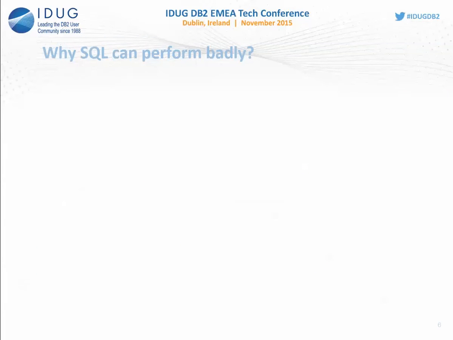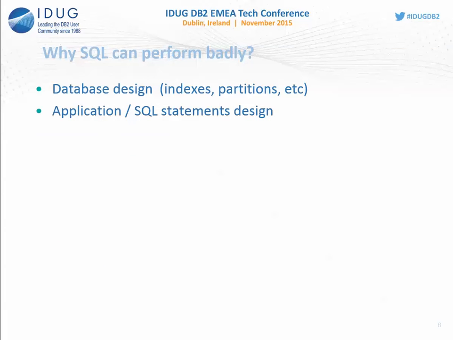So now the question: why can SQL perform badly? There are a few reasons. First of all, the database design. The data model is very important: how you partition, what indexes you add, what columns you have, and so on. Application and SQL statement is next. How you code your SQL is very important as well.